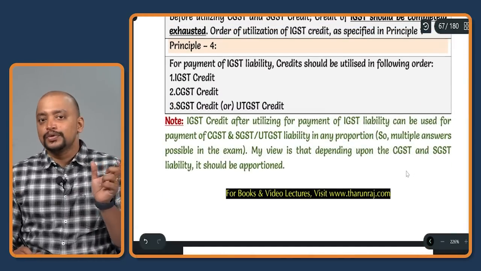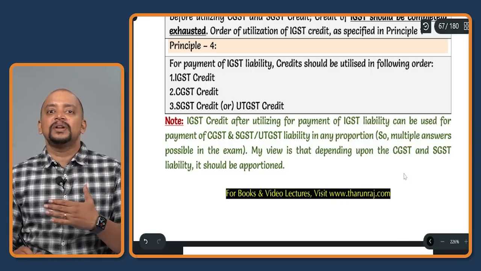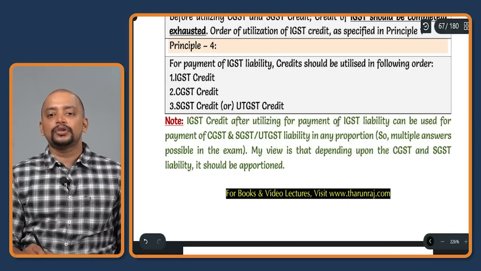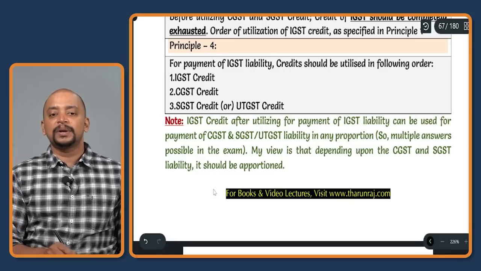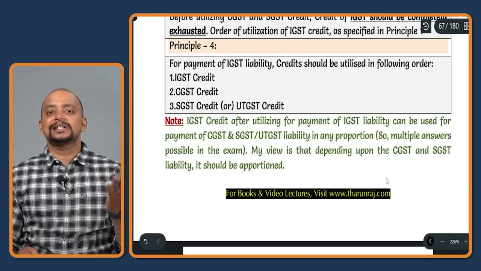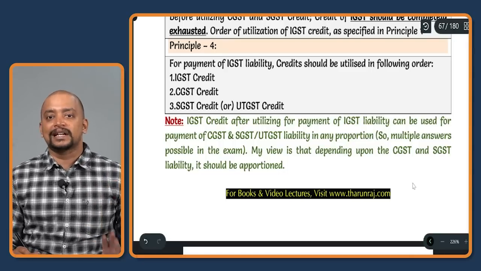So there are multiple answers possible. So what we need to do is that finally the net liability should be less. That net liability will be total gross liability minus total ITC. IGST credit after utilizing for payment of IGST liability can be used for payment of CGST, UTGST, SGST in any proportion. So multiple answers possible in exam. Therefore, depending upon the CGST, SGST liability, if you apportion, usually we will get the correct answer only.